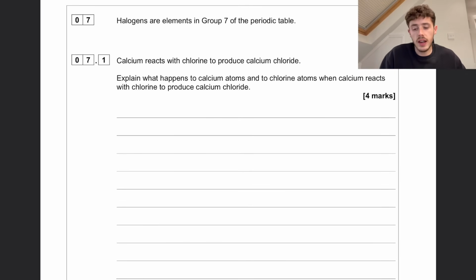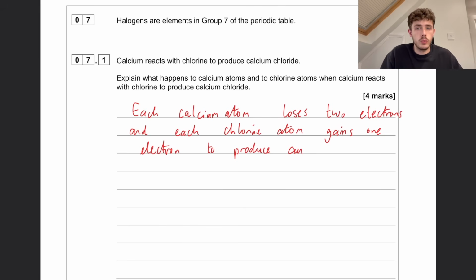Question number 7. Halogens are elements in group 7 of the periodic table. Calcium reacts with chlorine to produce calcium chloride. Explain what happens to calcium atoms and to chlorine atoms when calcium reacts with the chlorine to produce this calcium chloride. So to summarise exactly what I'm going to write, this is going to be an ionic bond between the two things. Calcium is in group 2, so each atom involved in the equation is going to lose 2 electrons. And because chlorine is in group 7, that needs to gain 1 electron for every atom that is involved in the reaction. So first of all, let's summarise that.